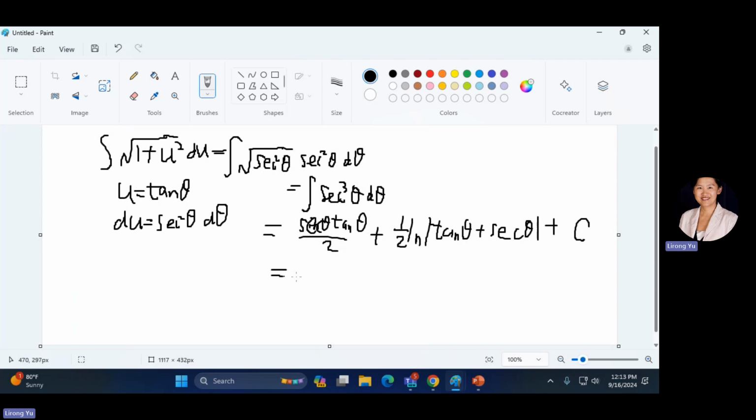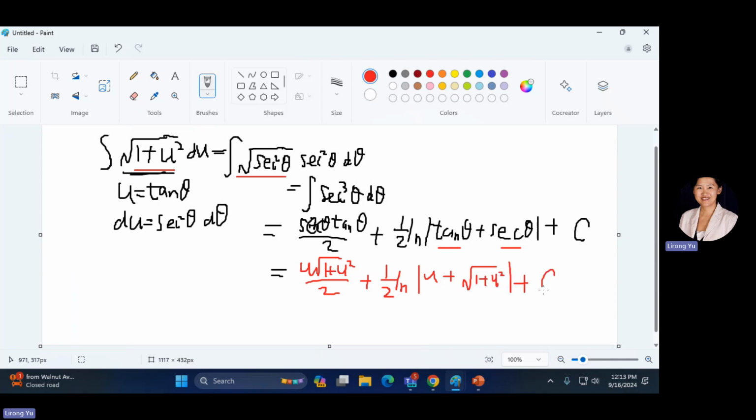So we switch back to the original variable. u is tangent theta, and secant theta is root of 1 plus u squared. So this is going to be u times root of 1 plus u squared over 2, plus 1/2 ln of secant plus tangent, so that's u plus root of 1 plus u squared, plus c. So this is how we are going to integrate this.